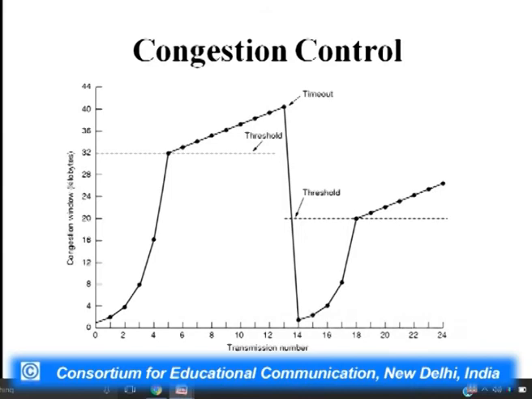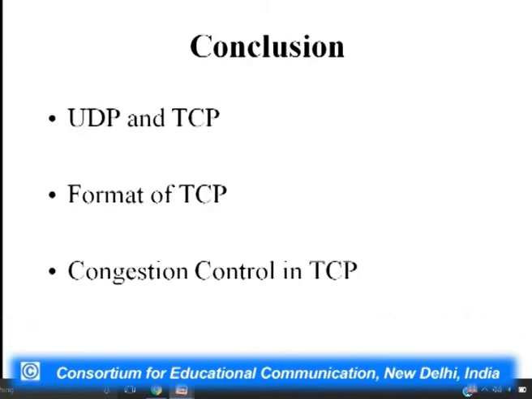So therefore I will increase linearly, one by one, 32 plus 1, then plus 1, until I reach the timeout period. That means congestion may occur, and then I begin again from the beginning and halve the threshold. Assuming congestion has occurred and the timeout has come, I will start from the beginning and make the threshold half. That is the way I will go. So that is how TCP controls congestion.